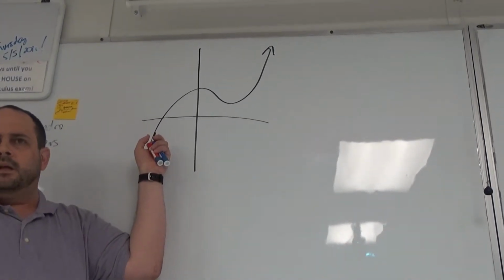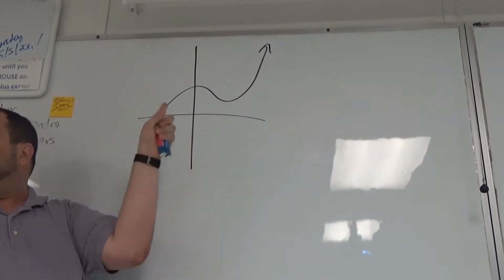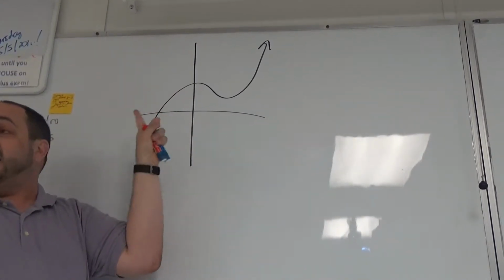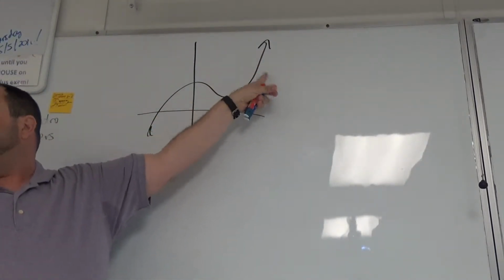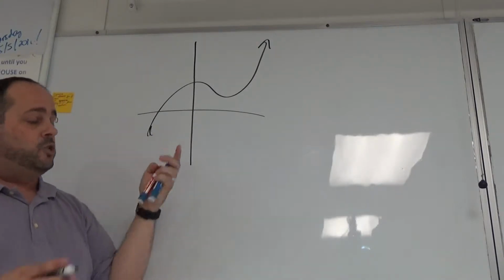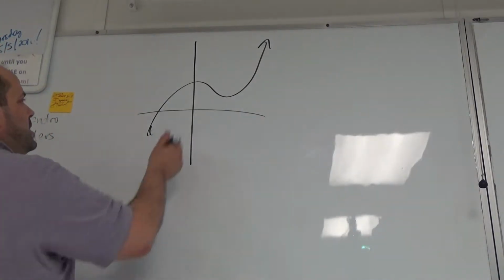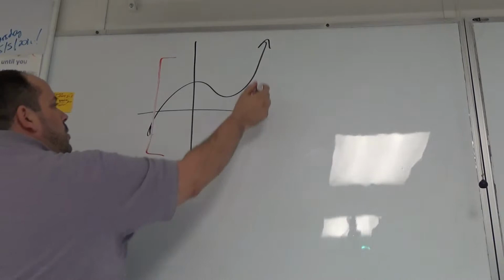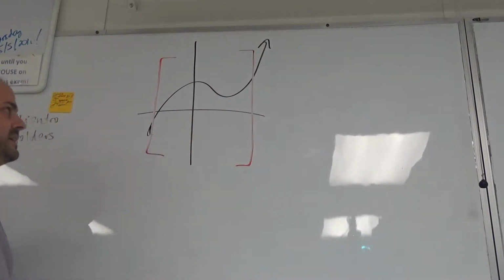Yeah, we don't really get an endpoint. This function does not have an absolute max because we go to infinity. It doesn't have an absolute min because we go down towards negative infinity. But once I put my blinders on, once I say on a closed interval, is there an absolute max and an absolute min? Yes.